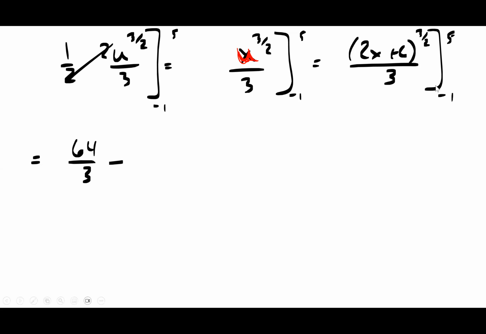Subtract. Now we're going to plug in the -1 in here. -1 times 2 plus 6. -2 plus 6 is 4. Square root of 4 is 2, and 2 times 2 times 2 is 8. Yeah, okay, we got that. And then that's going to be 64 minus 8, which is 56. 56 over 3.